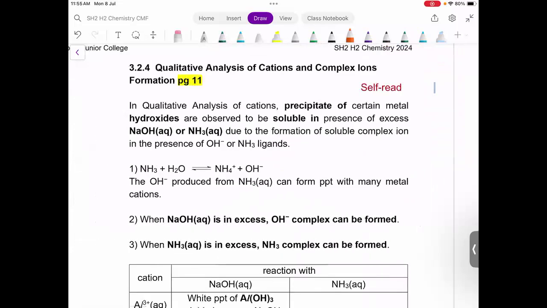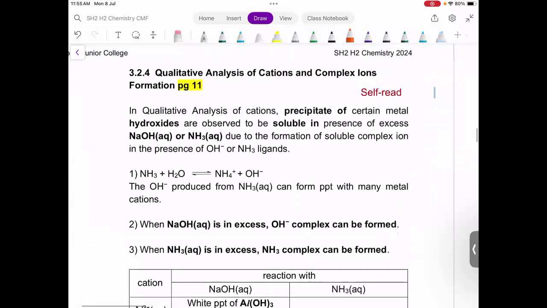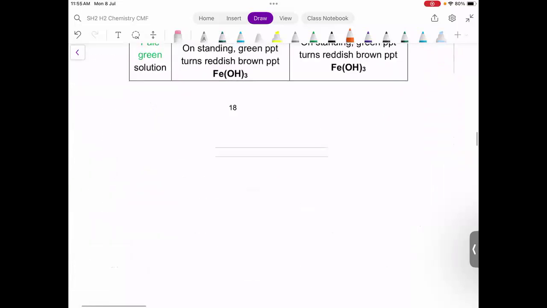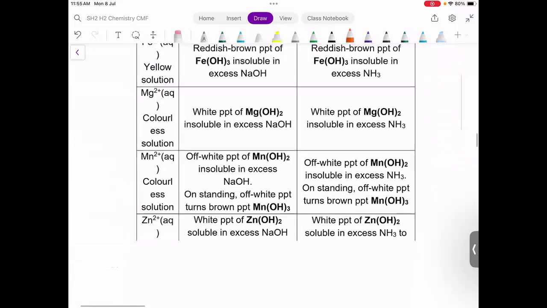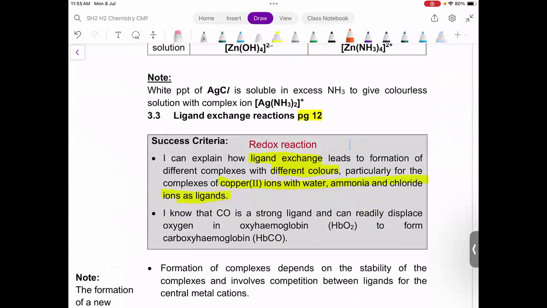Okay, so qualitative analysis of cation and complex. This one is your inorganic QA. I leave it to you to self-read. I will not go through review. So page 11, self-read. It's all learned under inorganic QA. So let's look at page 12 now. So page 12.